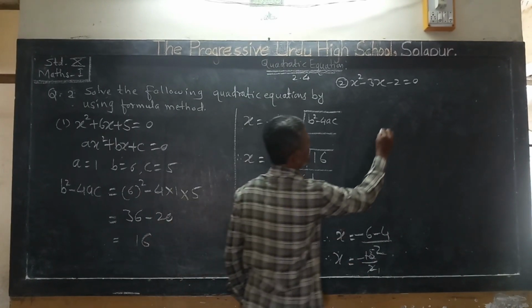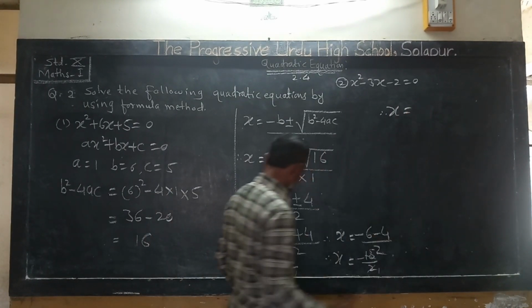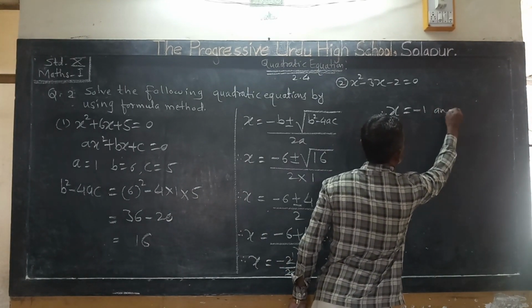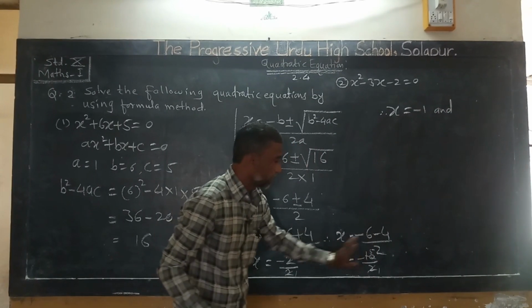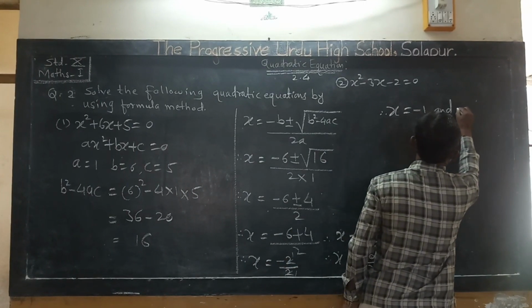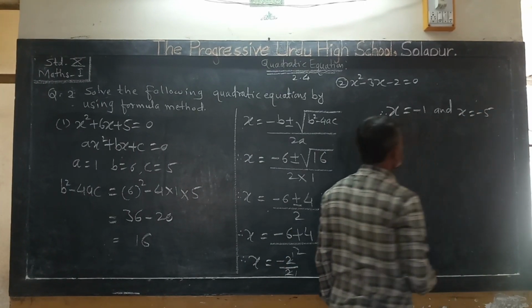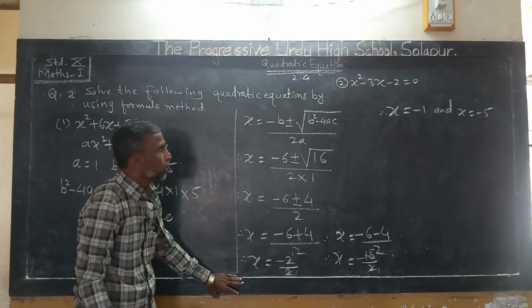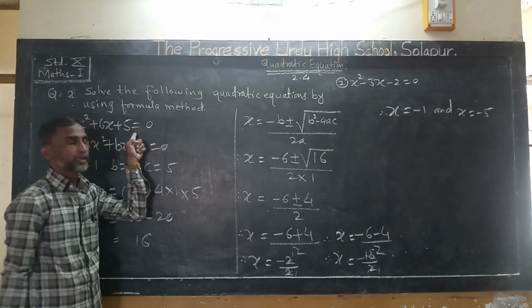Therefore, x is equal to minus 1 and x is equal to minus 5. In this way, minus 1 and minus 5 are the roots of this quadratic equation.